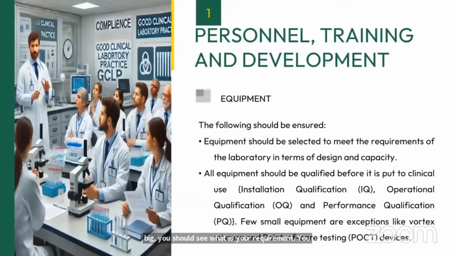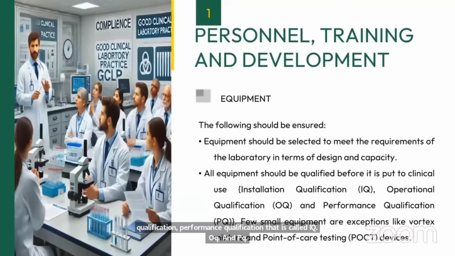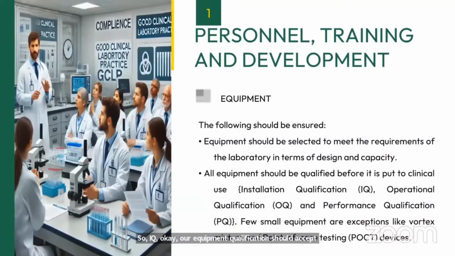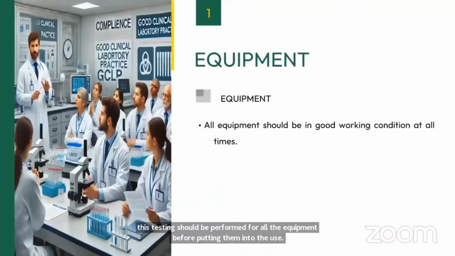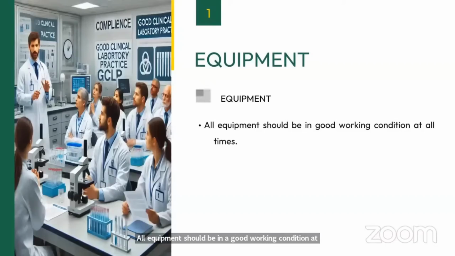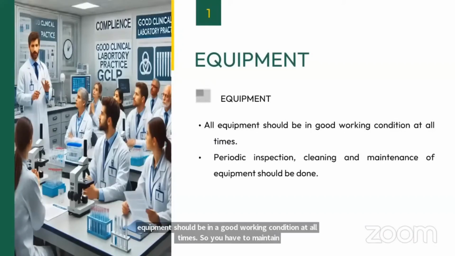Whenever an equipment is selected, you should conduct the appropriate installation qualification, operational qualification, and performance qualification. That is called IQ, OQ, and PQ. So IQ, OQ, PQ, or equipment qualification and acceptance testing should be performed for all the equipment before putting it into use. All equipment should be in good working condition at all times. So you have to maintain uptime of the equipment.